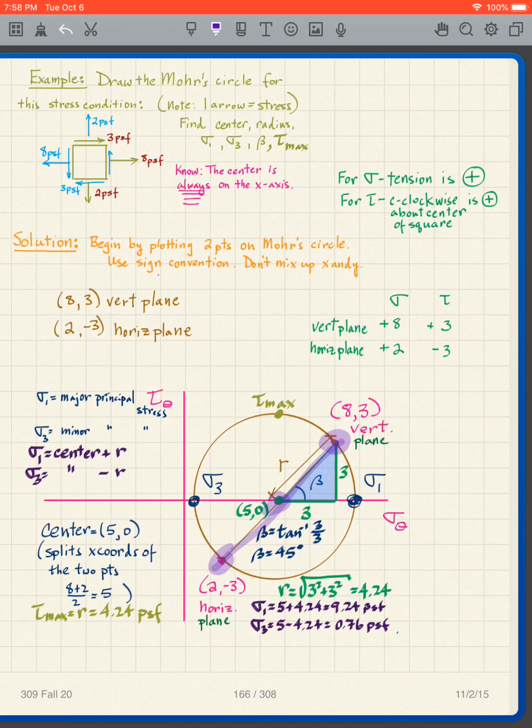Now, remember, every single point on this circle represents a stress on some plane. I don't know which plane right now, but if I look at all these different planes here, the full spectrum of planes at 20 degrees, at 30 degrees, at 45 degrees, at 60 degrees, at 62.5 degrees, the stresses on every single plane are represented on this circle.